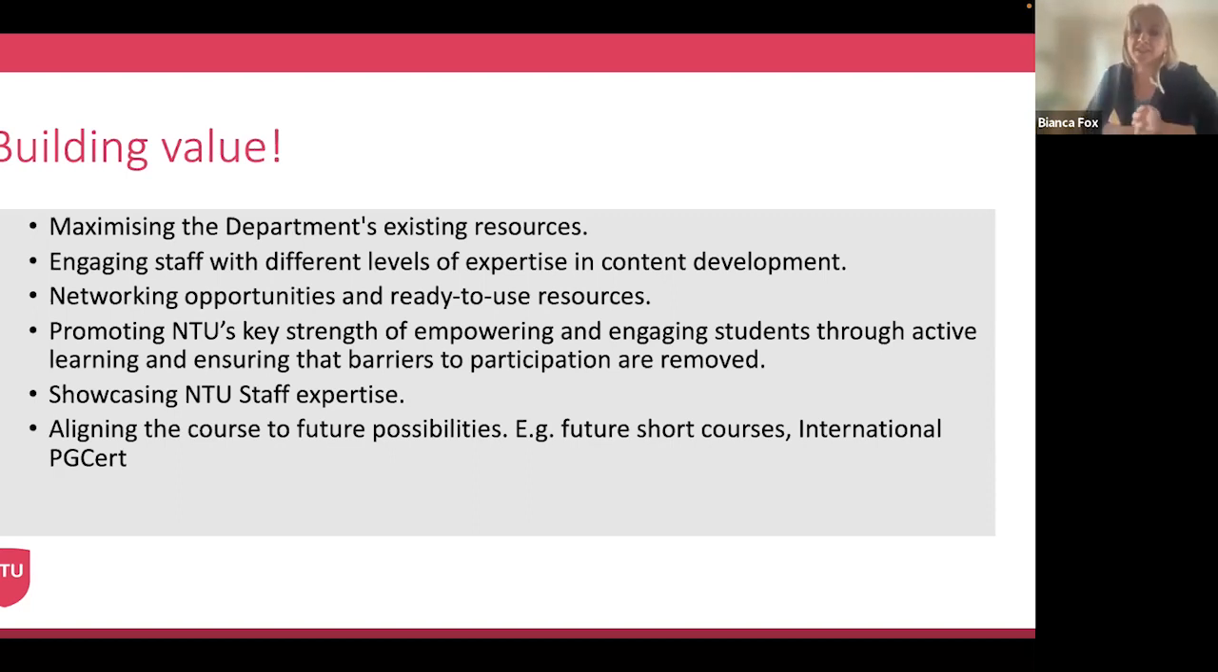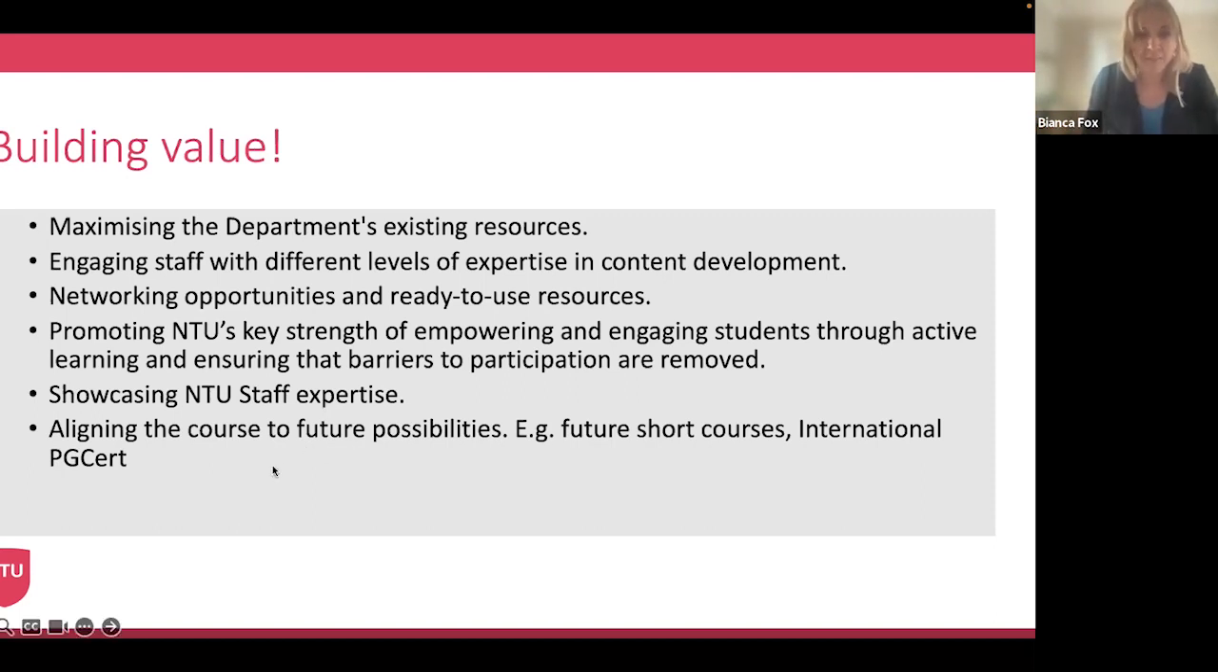And last but not least, we were interested in piloting this short course to see if there was scope for developing other short courses, and also using it to see if there was an appetite for the international PG Cert that will be launched the next academic year.